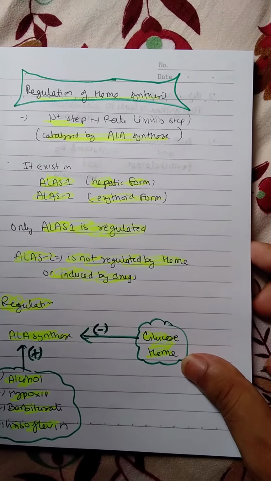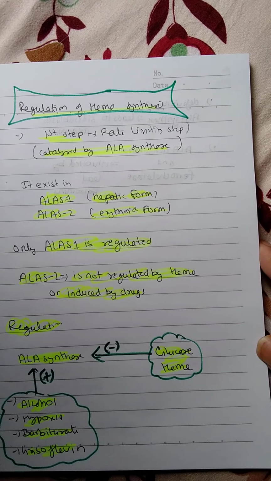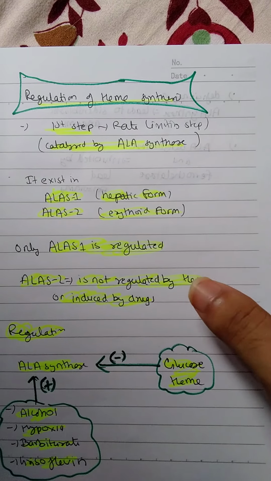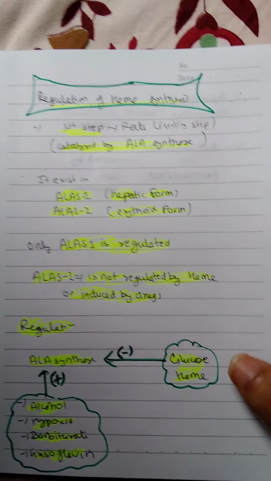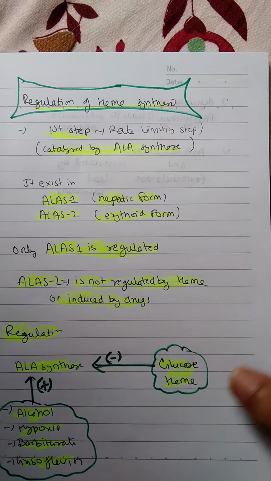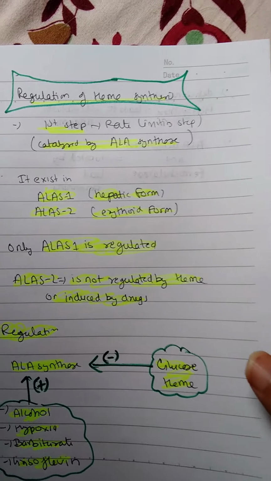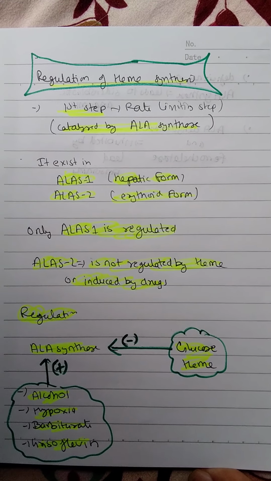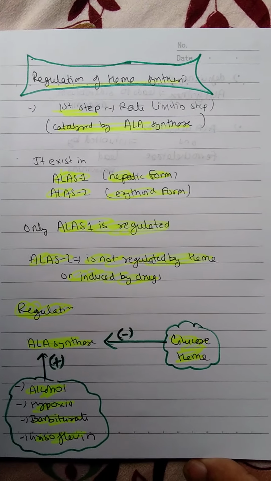Now the rate limitation of heme, or the regulation of heme synthesis. The first step catalyzed by ALA synthase is the rate limiting step. I already told you there are two forms, ALAS1 and ALAS2. ALAS1 is known as the hepatic form and is found throughout the body, and ALAS2 is known as the erythroid form, found in erythroid precursor cells. Only ALAS1 is regulated. Remember, ALAS2 is not regulated by heme or induced by drugs.